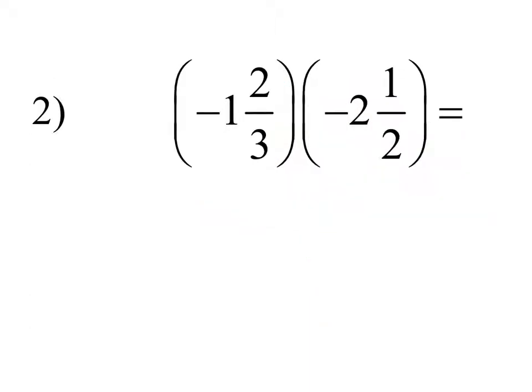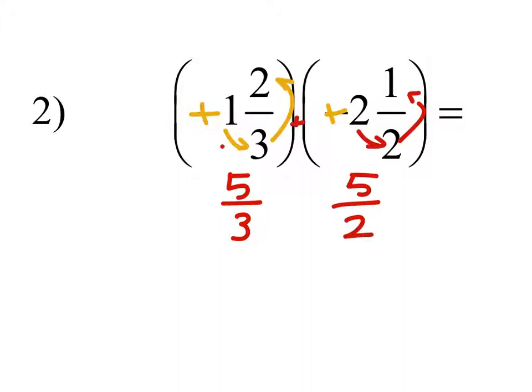On number 2 here, we have 2 negatives. So we know the answer is going to be positive, meaning we really get to ignore these negatives right here. It wouldn't matter if we were multiplying 2 positives or 2 negatives. So to multiply these, we are going to change them into improper fractions. So we'll multiply and then add. 1 times 3 is 3, plus 2 is 5. We'll keep the denominator. And then 2 times 2 is 4, plus 1 is also 5, so 5/2.